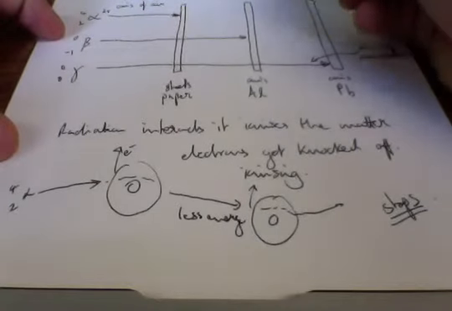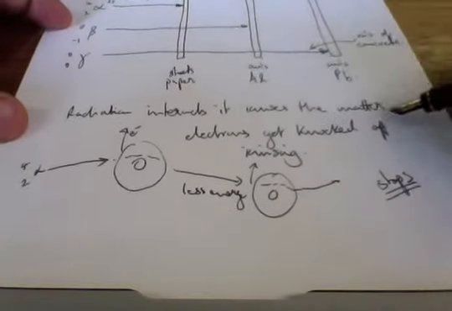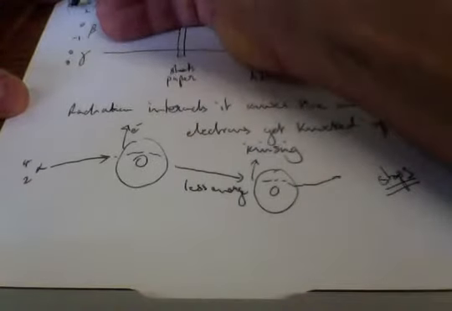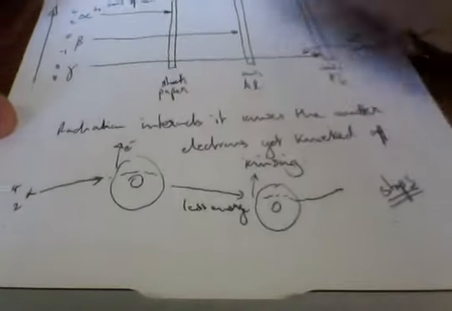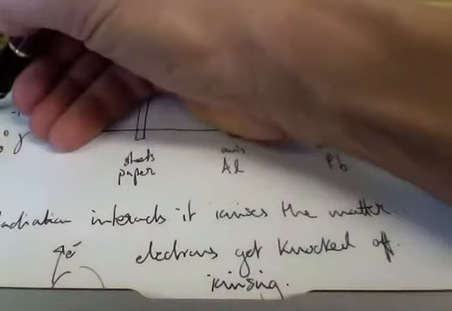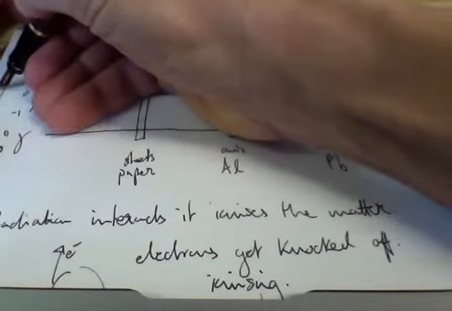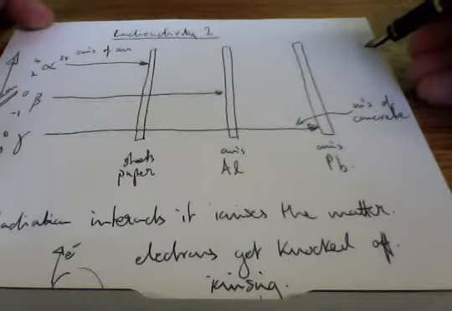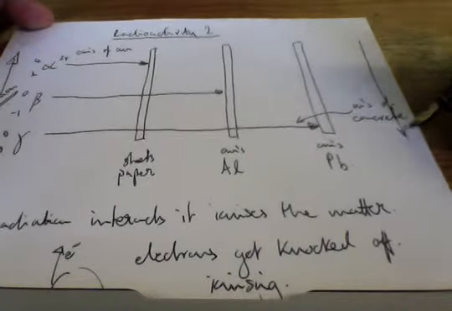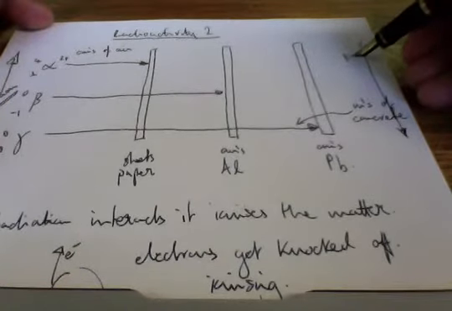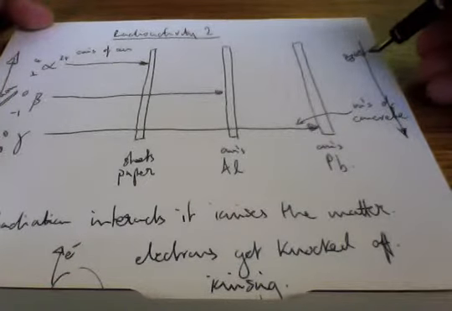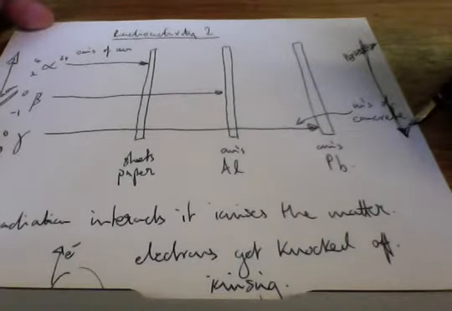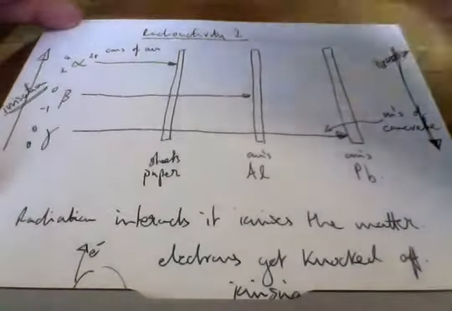So this idea of penetration and ionization is inversely proportional. What we could say is, this arrow up here represents the ionization, whereas this arrow down here represents the penetration. As one goes up, the other goes down.